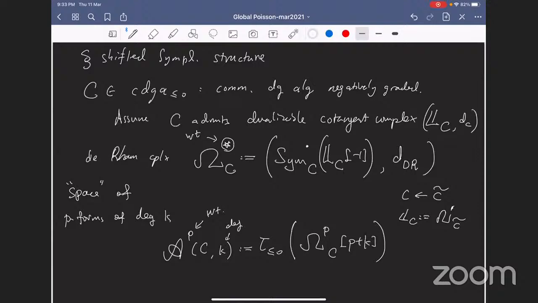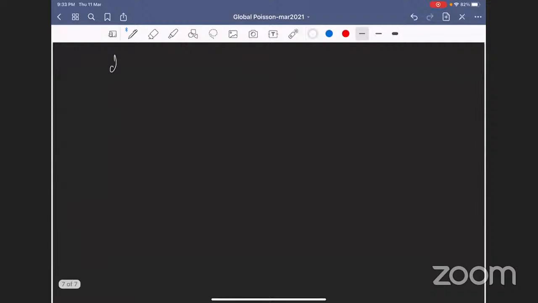Note that if we look at these two differentials, and their weights and degrees, we get that d_dR, the de Rham differential, is of weight one and degree one under this definition. And the internal differential, on the other hand, is of weight zero and degree one.